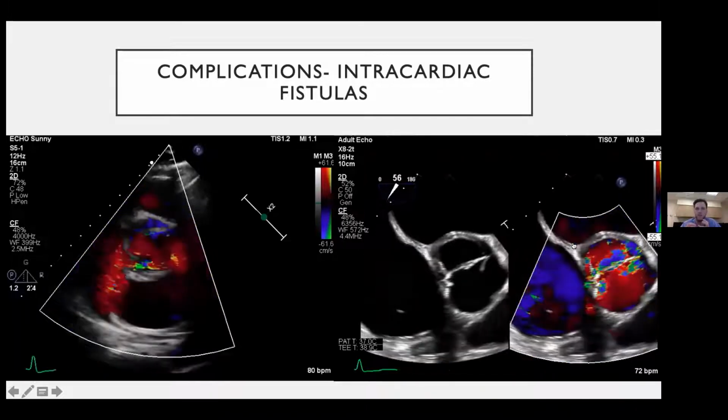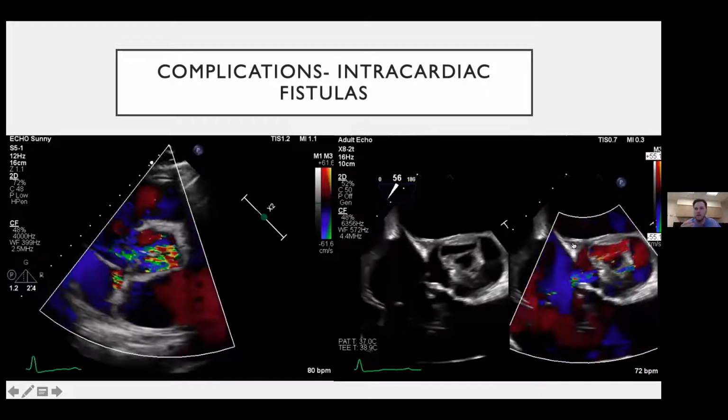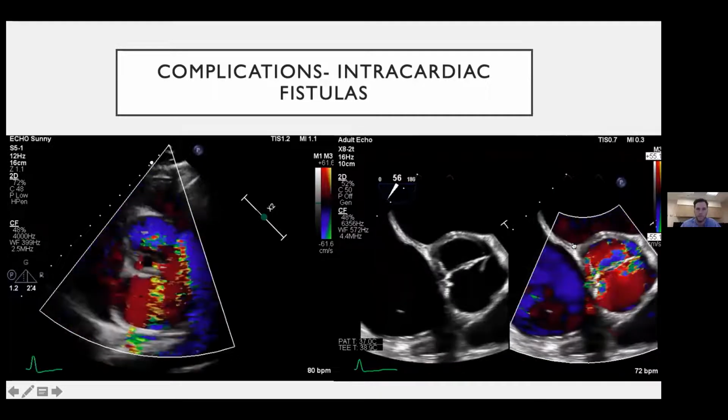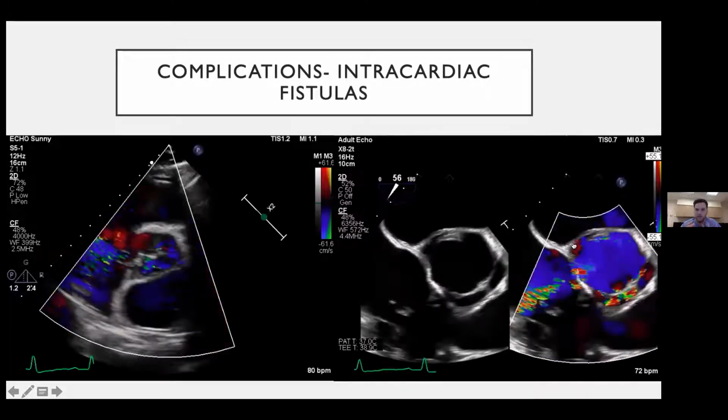So you can get fistulas in a variety of locations. Some examples would be sinus of Valsalva to RA, or LV to RA, which would be an acquired Gerbode. But really, fistulas can communicate with any chamber of the heart, as well as the coronary vasculature.